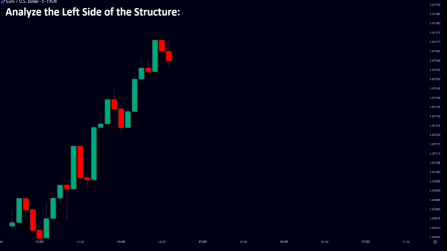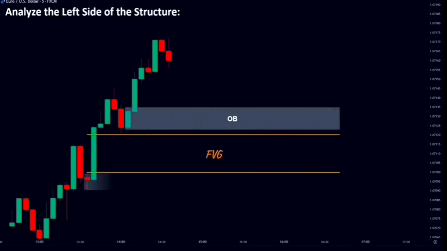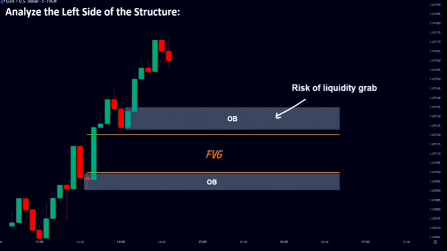Analyze the left side of the structure. Before placing any trades, examine the left side of the structure to avoid low-quality trades. For instance, if the order block is positioned in a liquidity zone, or if there are gaps and another order block just below, the risk of a liquidity grab increases.